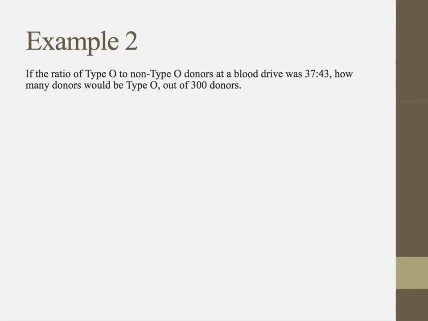So it says, and this one's a little tricky, if the ratio of type O to non-type O donors at a blood drive was 37 to 43, how many donors would be type O out of 300 donors? Well, if you look here, this is a different way of writing a ratio. All it means is this, 37 to 43. So let's look at this. This is a little tricky.